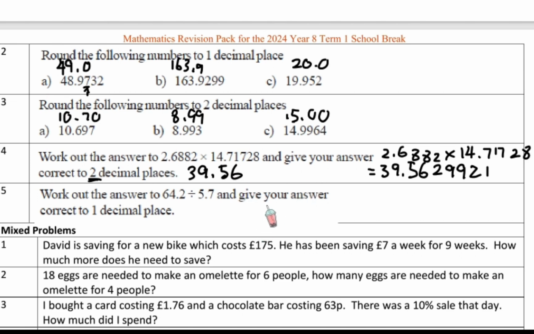Question 5. Work out the answer to 64.2 divided by 5.7. And the answer should be 11.263159. And since it's asking for one decimal place, we can just write 11.3.